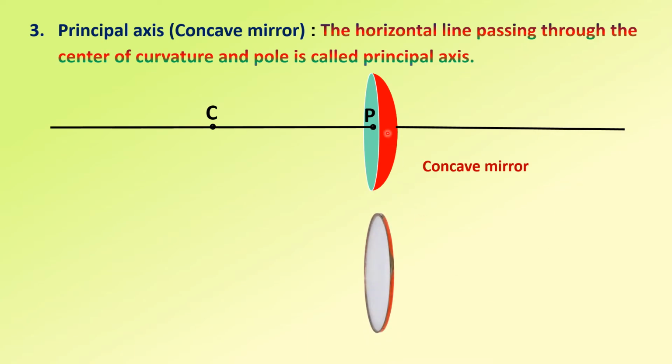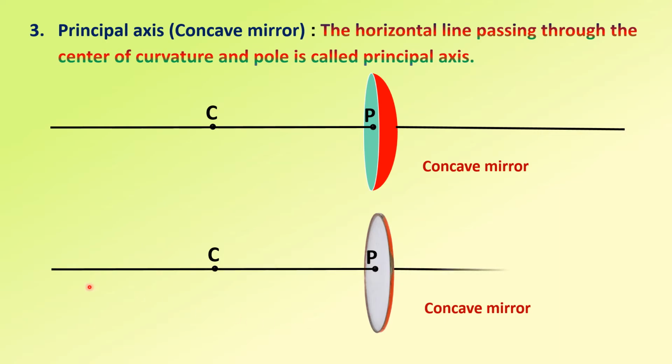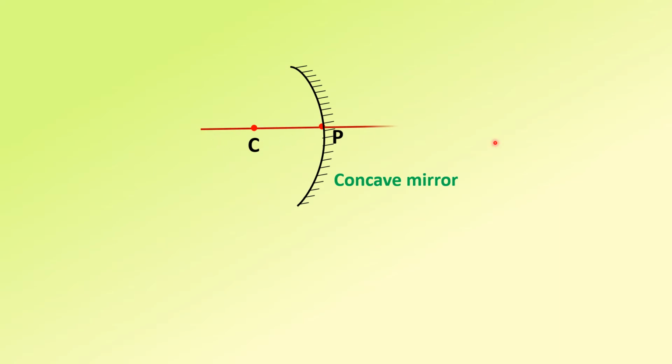Here also you can see this is also a concave mirror. Okay, same line again I am showing here. So this is called the principal axis. So you can see the principal axis here also. By using the symbol also I can show you. Symbol for concave mirror, pole P and C the center of curvature. This is the principal axis for concave mirror.